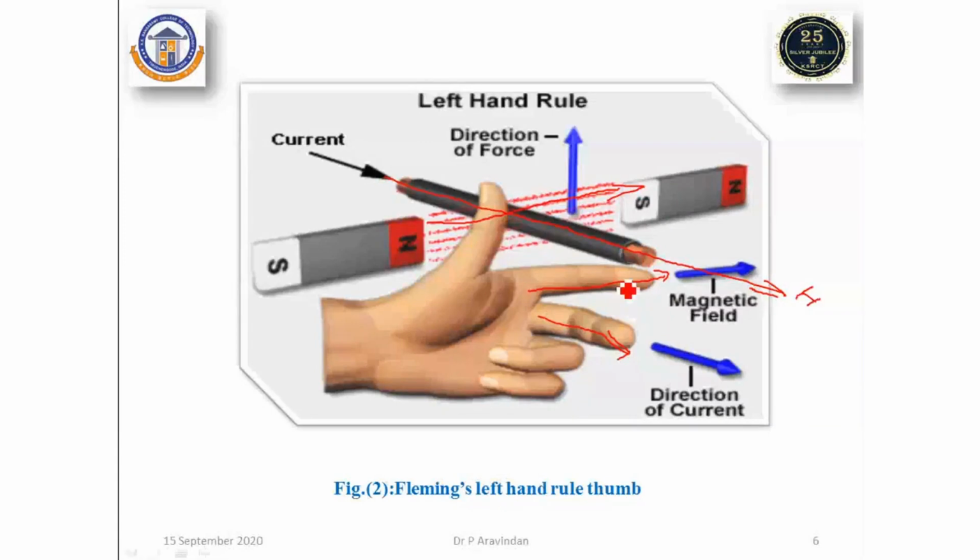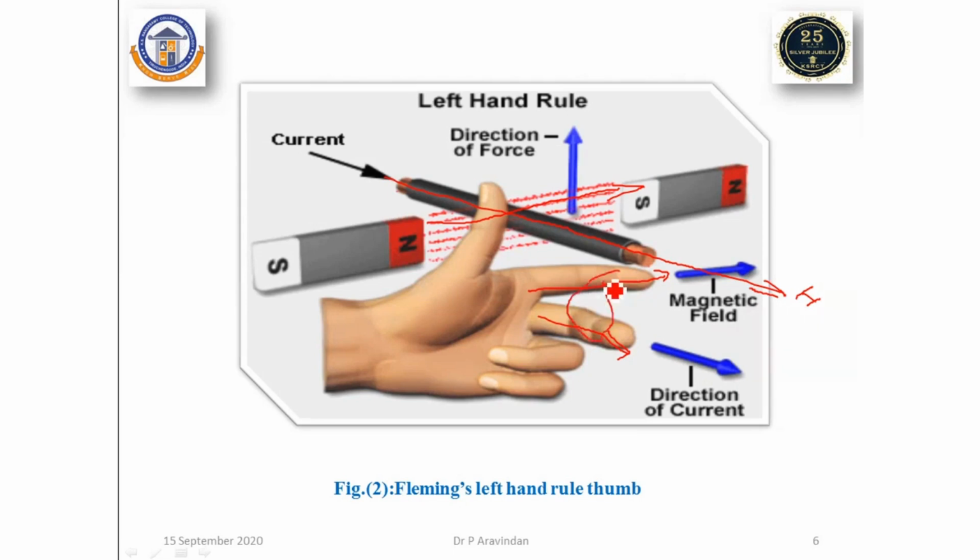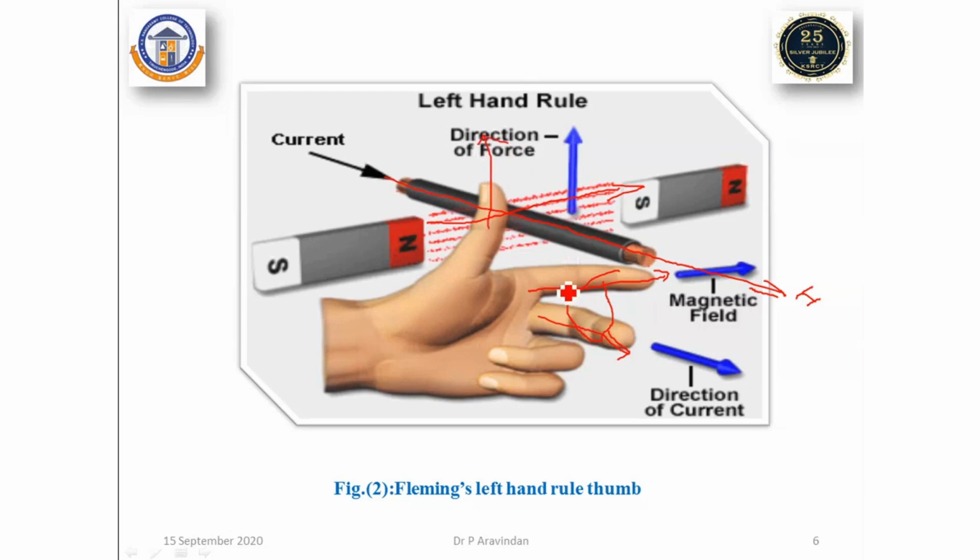So these two will be the inputs: the index finger for the magnetic field and the middle finger for the current. Once these two inputs are satisfied, the conductor will experience a force, and the force acts in the direction of your thumb. So this conductor will move upward.